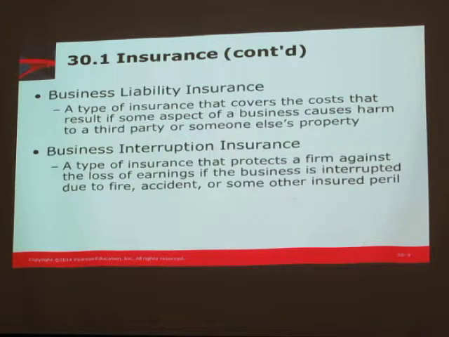Business liability insurance covers when some aspect of your business causes harm to a third party. Probably the best example would be a place that serves alcohol. That person goes out and hits somebody driving, right? They're going to try to come back and sue that business. Why? That person probably doesn't have money. The lawyer's going to look for somebody that does have money. Who has money? The bar, hopefully.